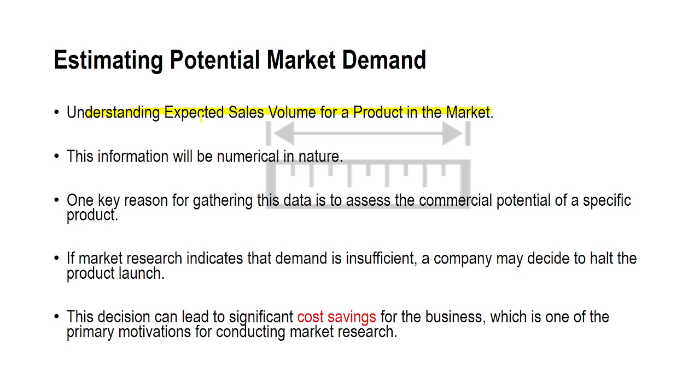It is about predicting how much of the product people are likely to buy within specific periods. This information will be numerical in nature, and we know that numerical information is quantitative information. One of the key reasons for gathering this data is also to assess the commercial potential of a specific product. So commercial potential is the next reason that we need to estimate potential market demand.